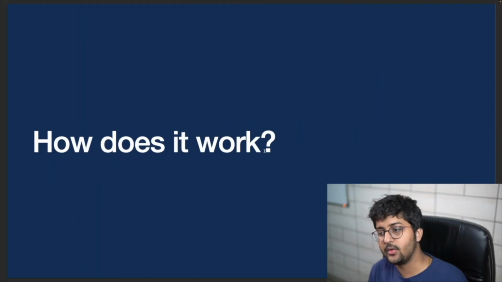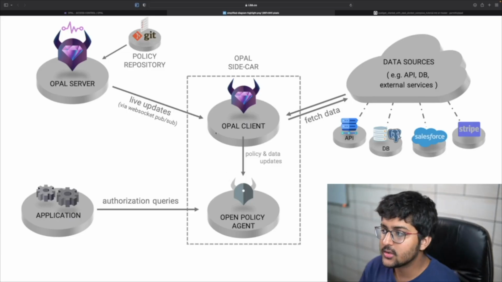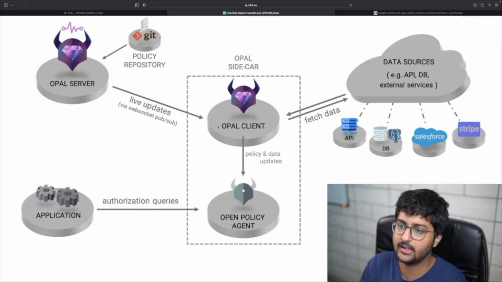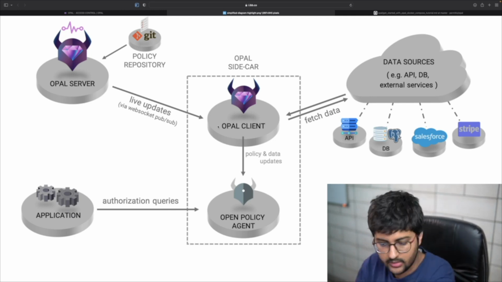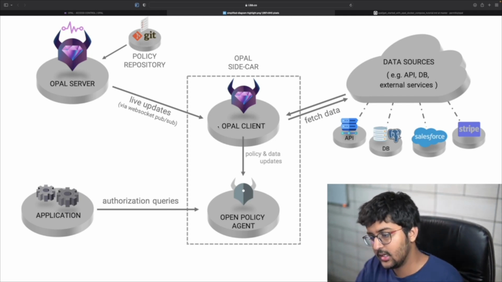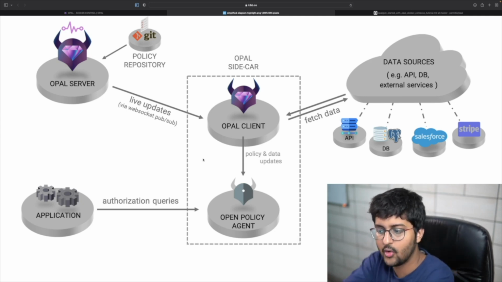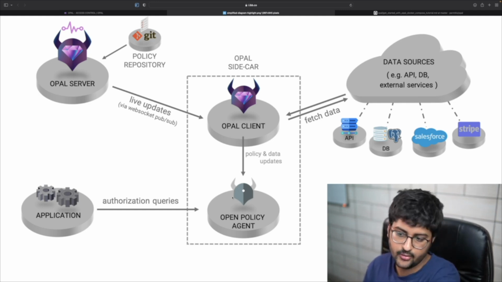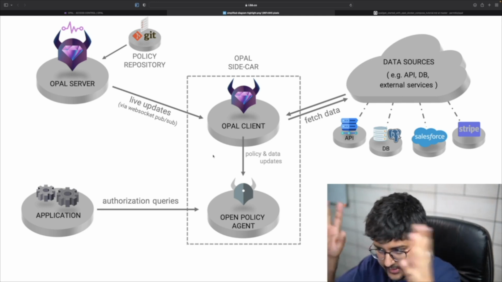How does it work? We'll be looking at the architecture, and also a demo, obviously. Okay, so this is the architecture, and it's pretty straightforward. You have the OPAL client and you have the OPAL server. Let's talk about the server first. These are the two main components when we talk about OPAL. This is the client, this is the server, and over here we have OPA, the Open Policy Agent. Do remember the previous example I showed you and try to relate it to this.